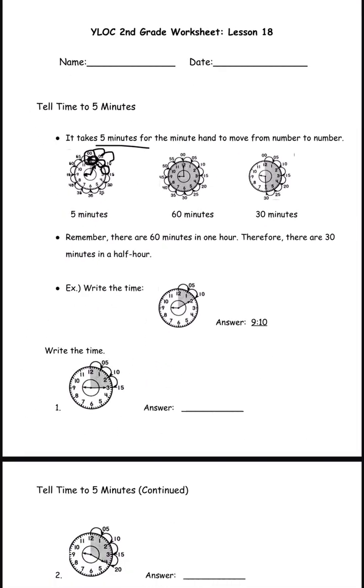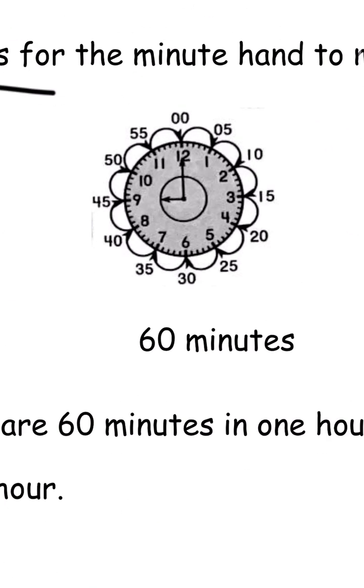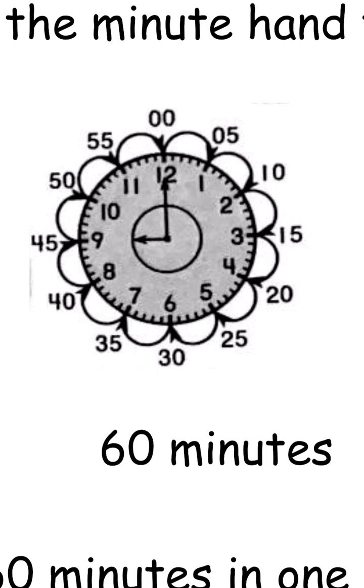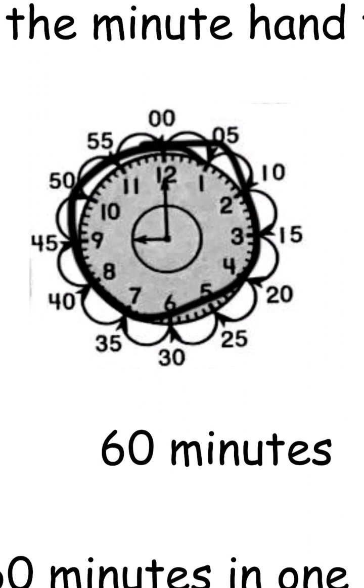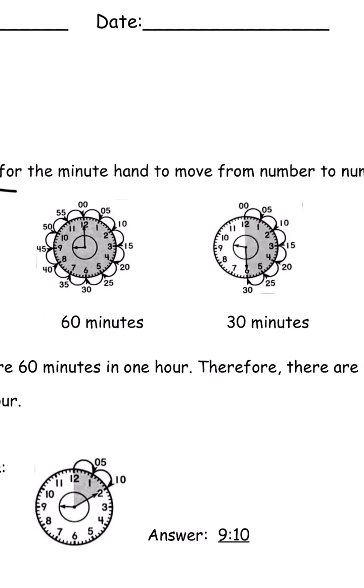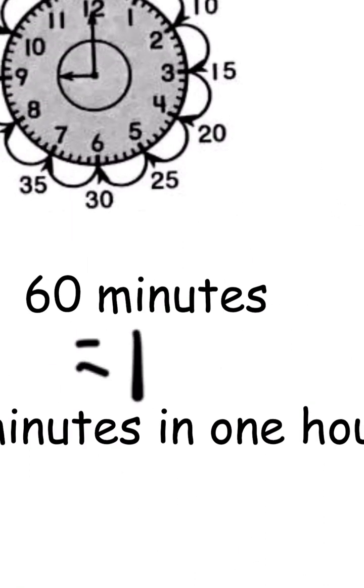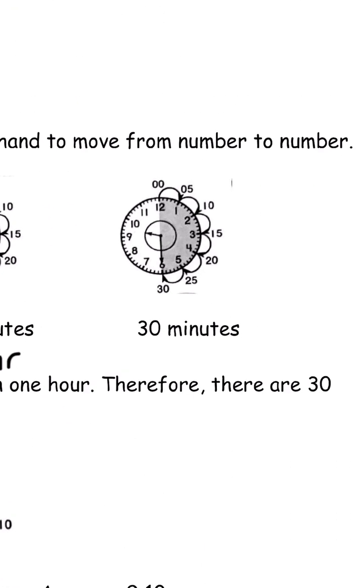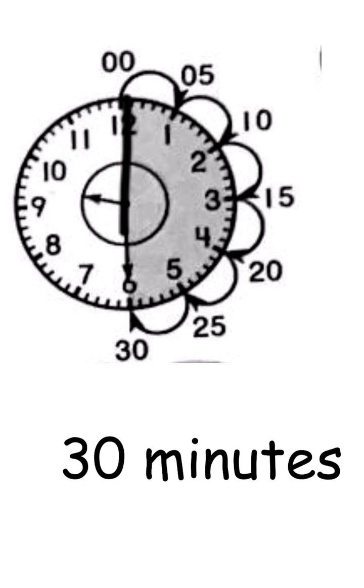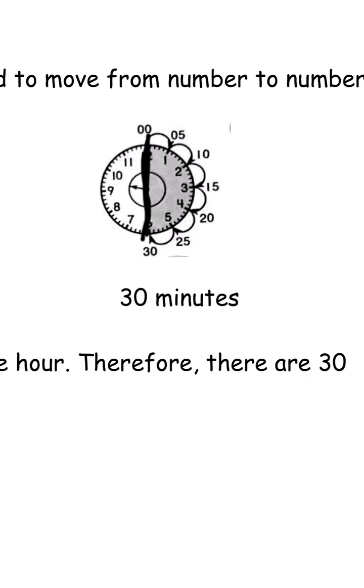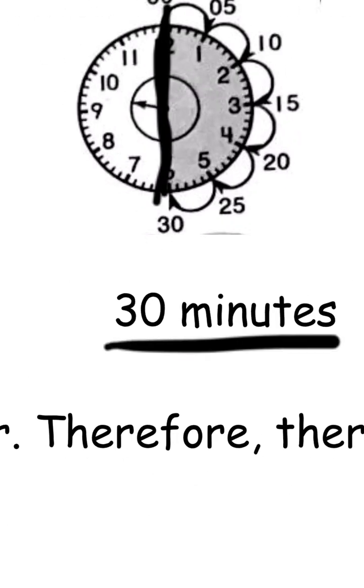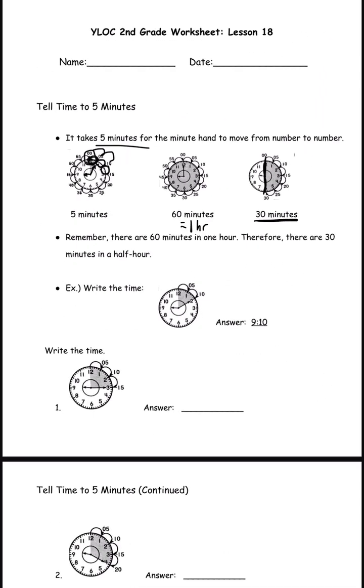And now it says, remember, there are 60 minutes in 1 hour. Therefore, there are 30 minutes in a half an hour. So this is the whole 60 minutes, and 60 minutes is 1 hour, and this is half an hour, right? Half an hour, which means that it's going to be 30 minutes. Okay.